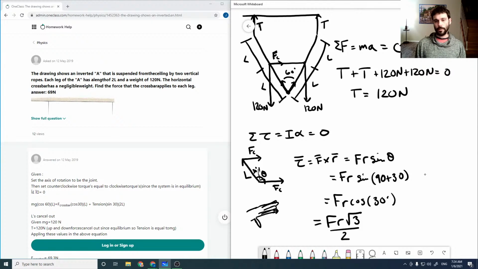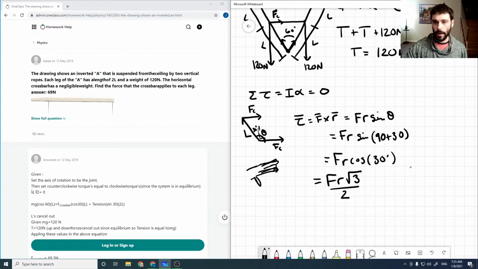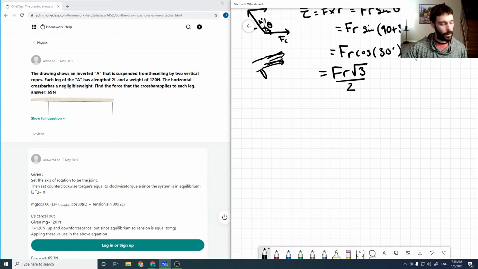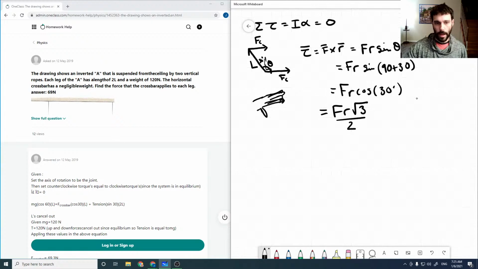So in this case, it will be out of the board or out of the page, which I'm going to define as my positive. That is not a very nice hand, but it's okay. Okay, so then there's our FC torque, and now our mg torque, or our mass.